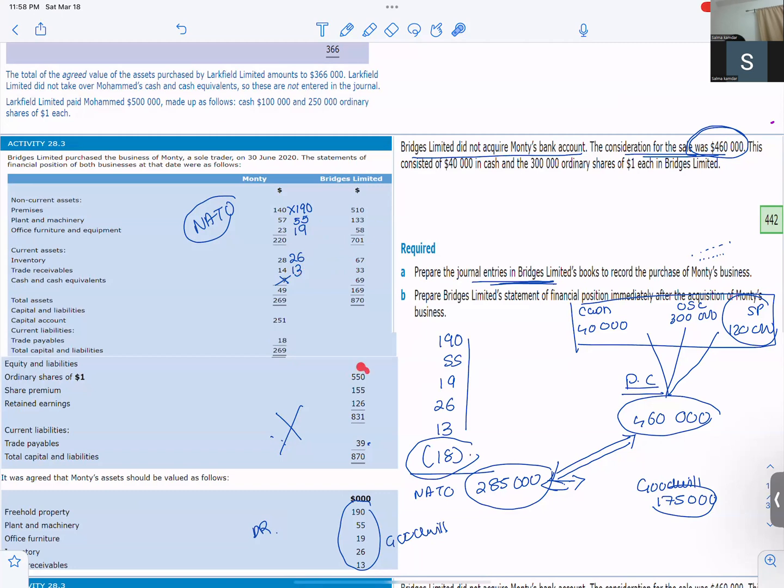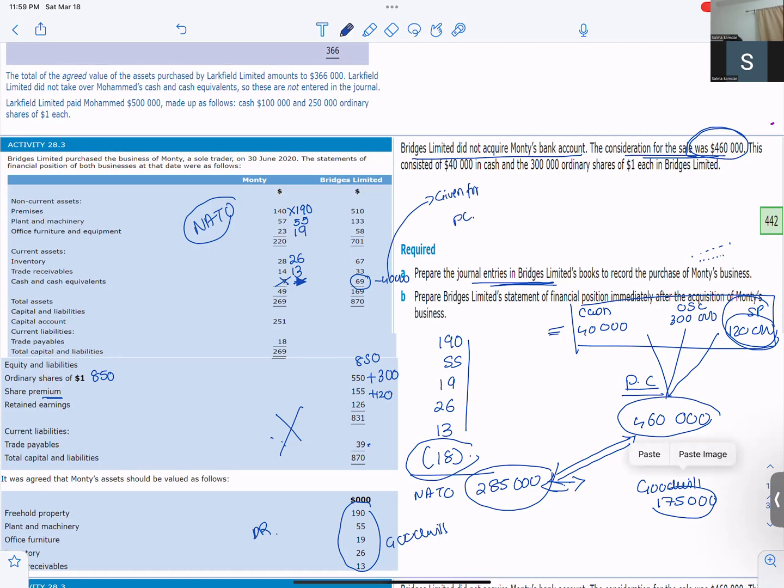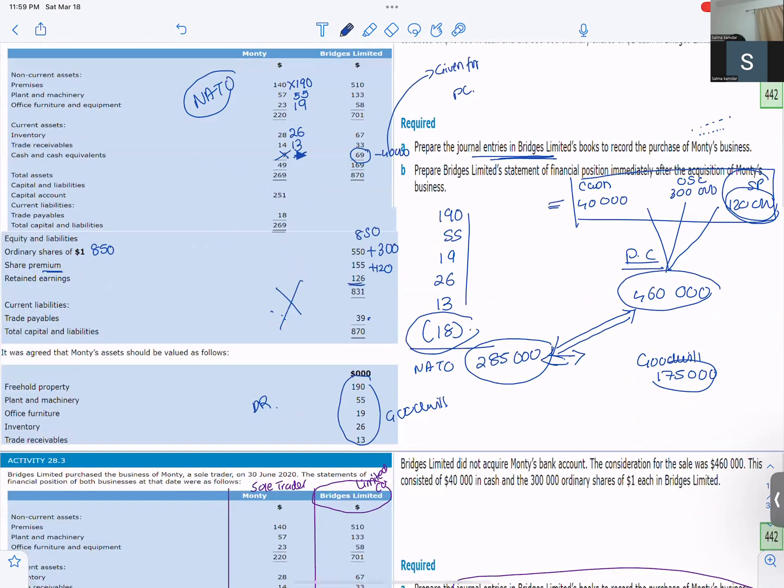But I will write the ordinary share capital, which is 550,000, and I'm also issuing 300,000. So this will become 550 plus 300, so it will be 850,000 for ordinary share capital of 1 each. When I talk about the share premium, this 120 of share premium will also come. Cash of Monty will not come, but the cash of Bridge, that is 69,000, from that I will minus 40,000 of the cash that I have given for purchase consideration. Retained earnings will be as it is. So I will get total capital.